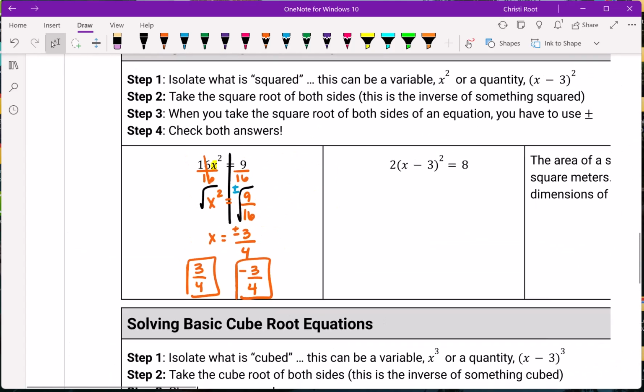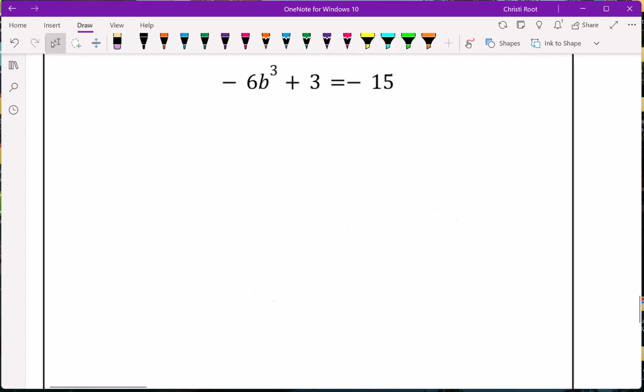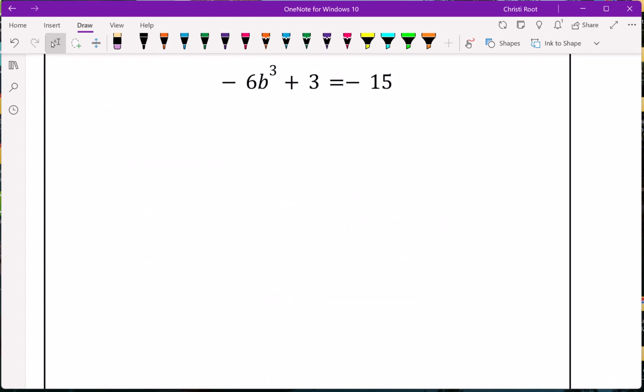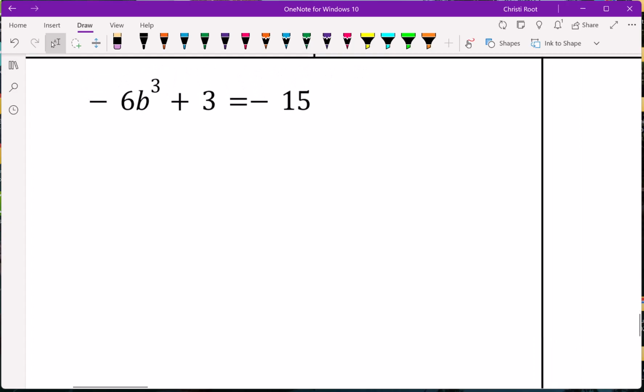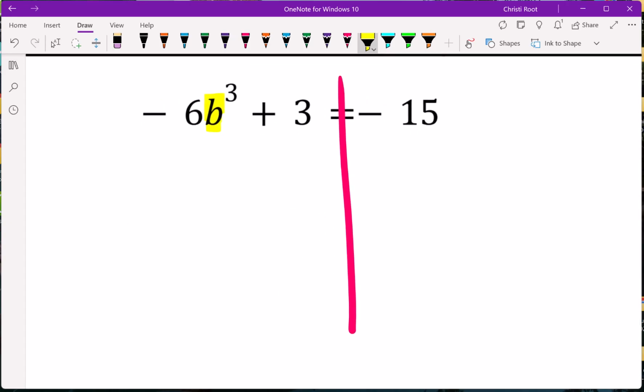Okay? Now, I'm going to skip everything else here, and go all the way down to this one. On your Delta Math, you have cubics as well. So I'm going to do what I did in the last one. I'm going to split it down the middle, highlight this variable, and only focus on the left side. I can get rid of the negative 6, or I can get rid of the positive 3. You have to go in a very specific order.